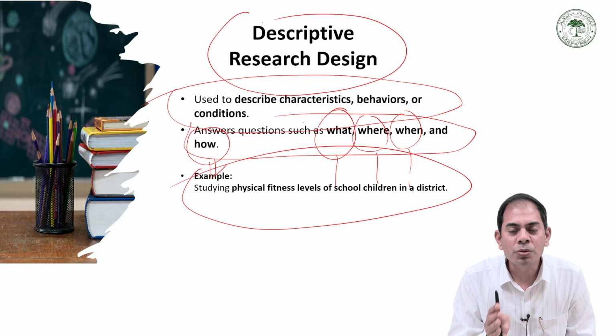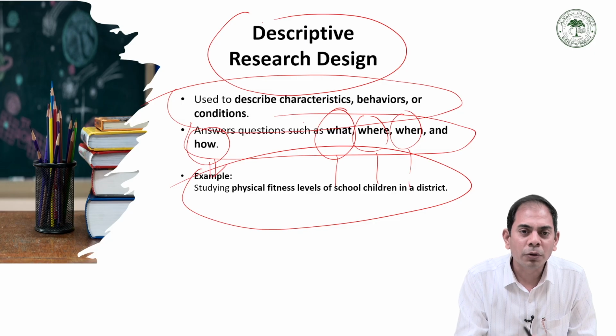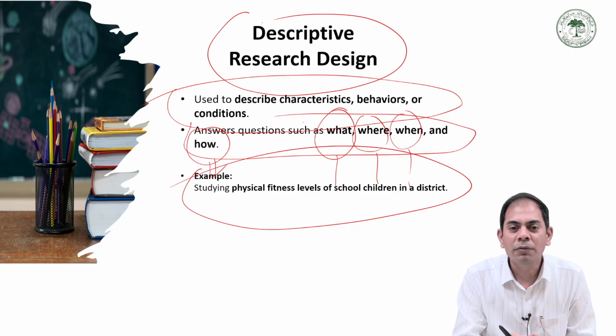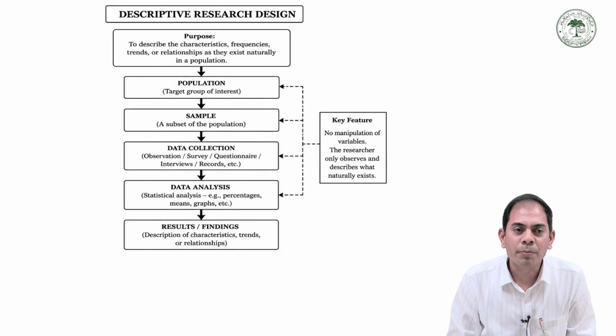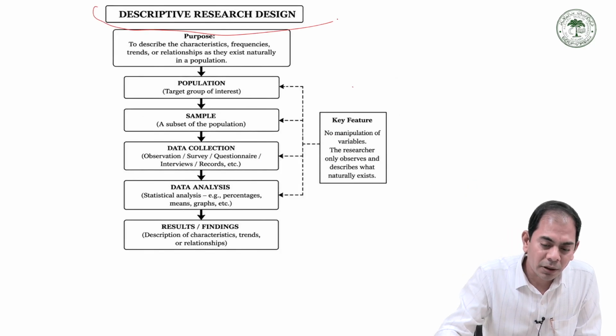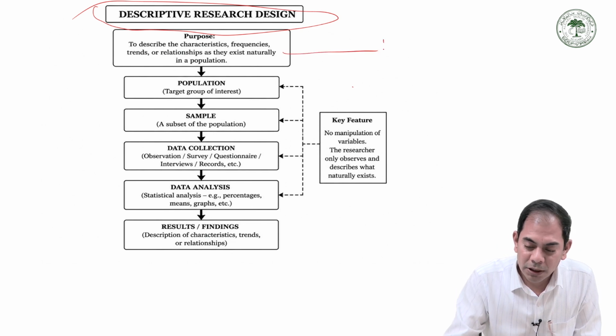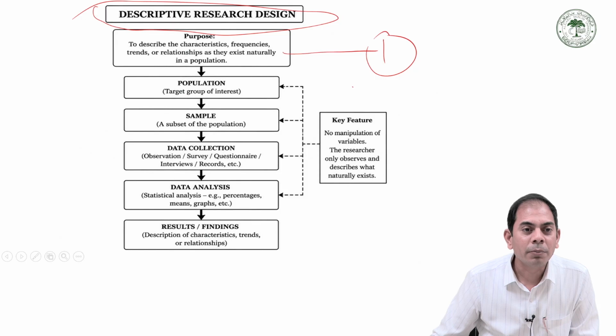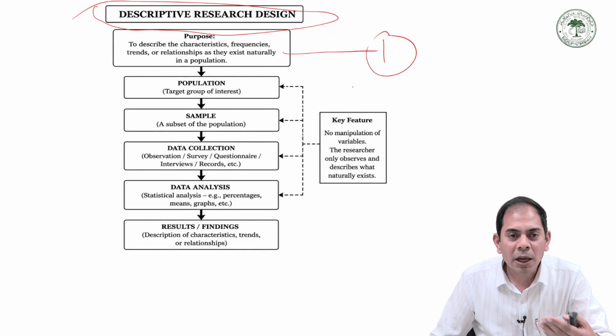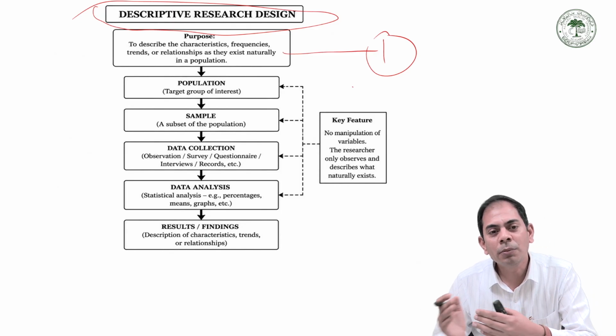Researchers commonly use different kinds of tools to collect information in descriptive research, such as survey, observation, questionnaire and interview, to collect different kinds of information from a specific population in a natural setting. So this is a simple research design flowchart. Descriptive research design, the important thing is the main purpose, first. So what is the main purpose? The main purpose of descriptive research is simply to describe the situation, the characteristics, frequencies, trends and relationships as they exist naturally in a specific situation and population.